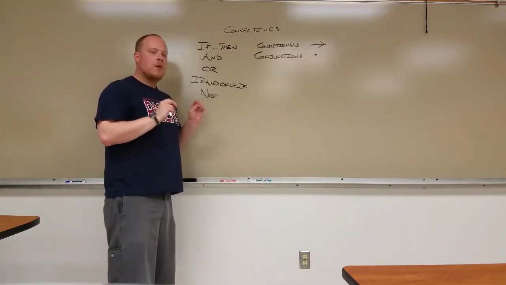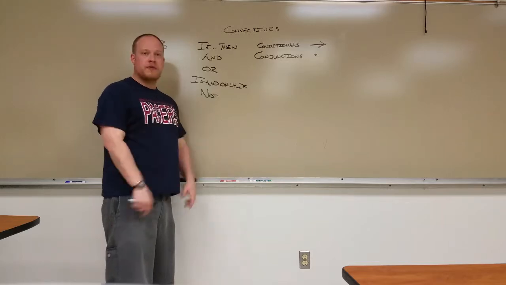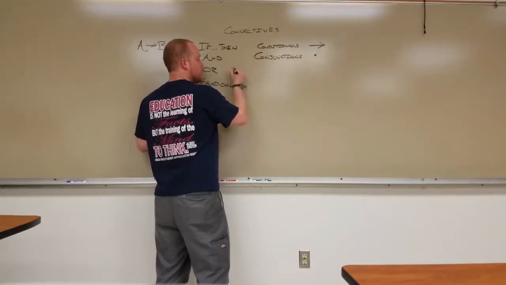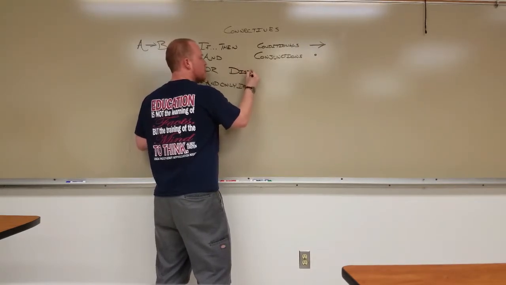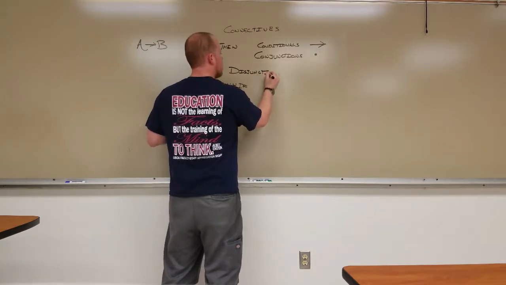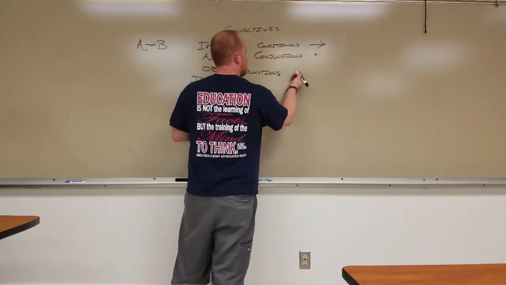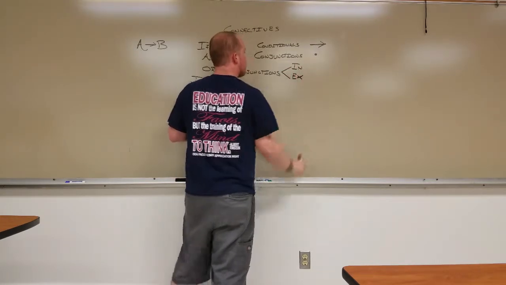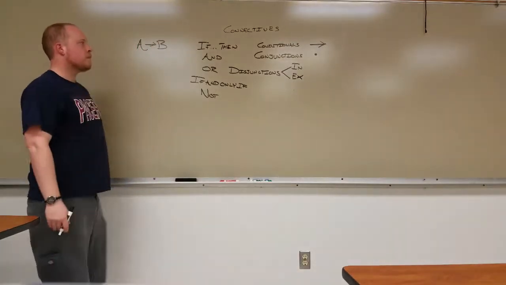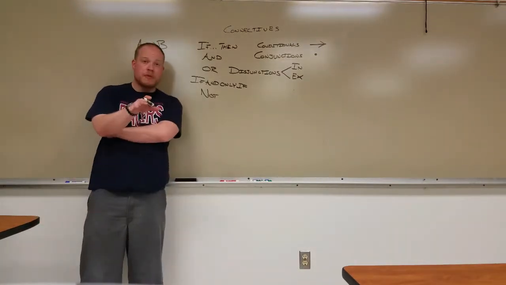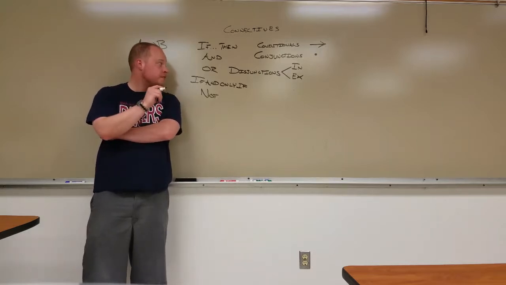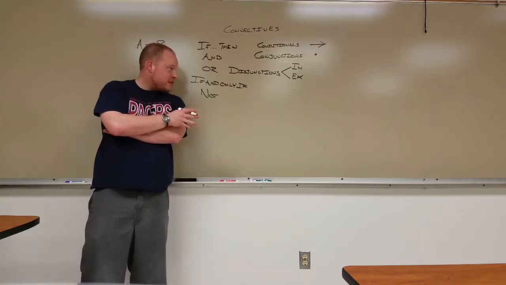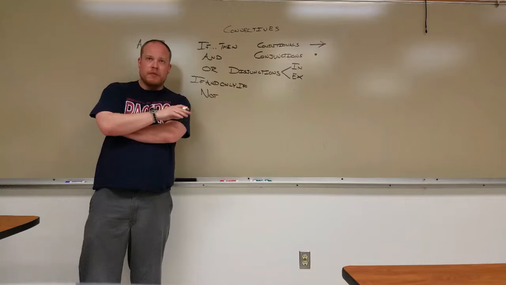Or is complicated because there are two kinds of ways of talking about or. These are disjunctions, what or statements are, which can be inclusive or exclusive. So these are or statements, but there's two kinds of or statements, inclusive and exclusive. What does it mean for a disjunction to be exclusive? It means that you can have one or the other, but not both.